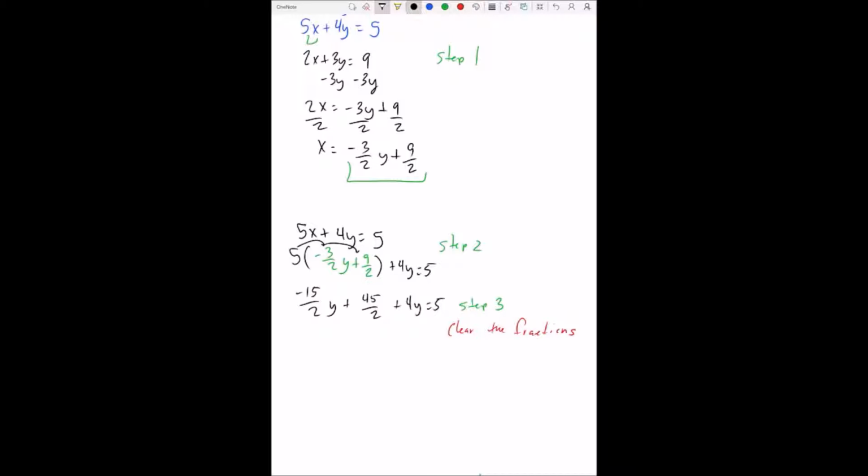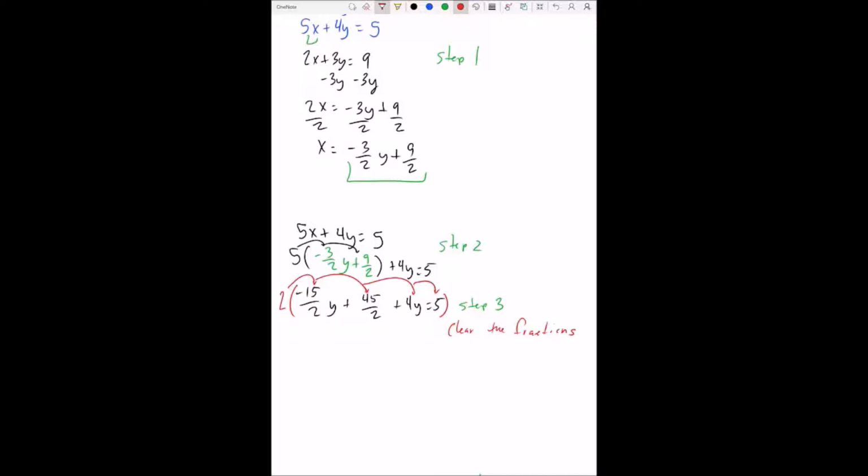Now we're going to do something here. It's called clearing fractions. We don't like working with fractions. So what we can do to clear the fractions, now you're going to multiply everything by the common denominator. And you notice here, all the denominators are 2. So we're going to multiply everything by 2. Remember, math is fair.